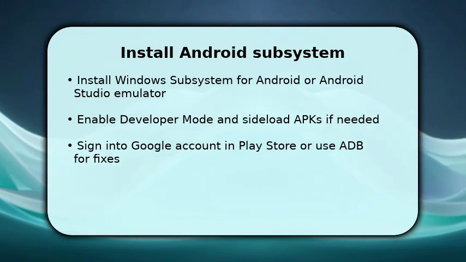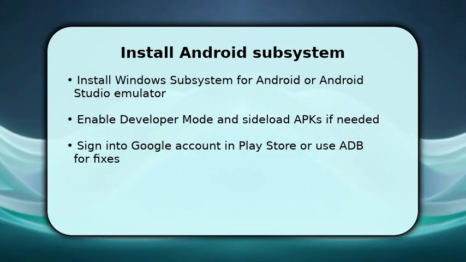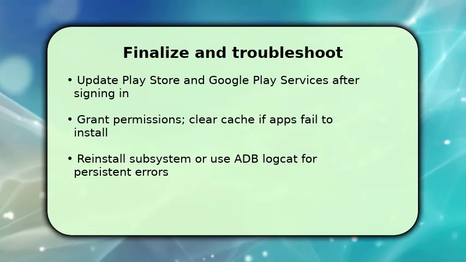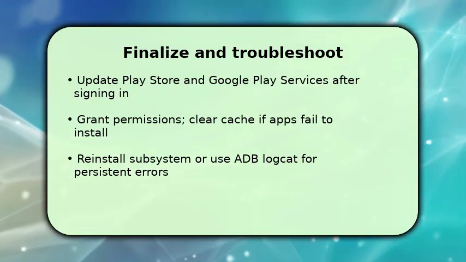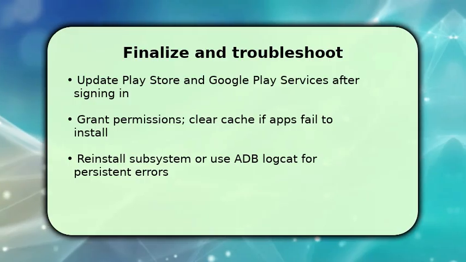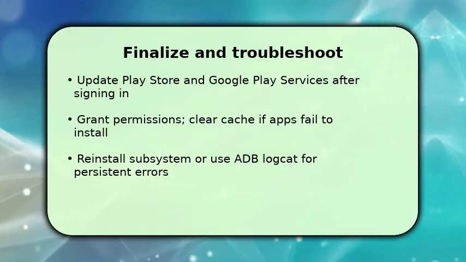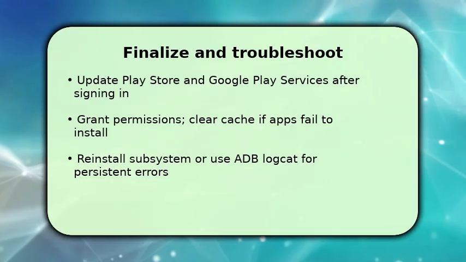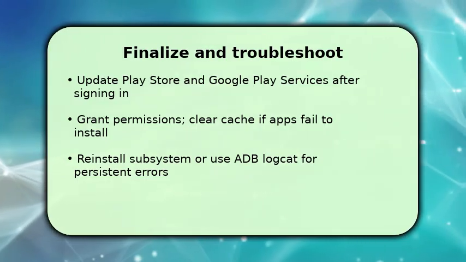You finish by updating Google Play services and the Play Store inside the Android environment to prevent crashes and ensure compatibility. Once updated, grant required permissions per app and reboot the subsystem. This often resolves install problems. If an app fails, clear the Play Store cache and retry.